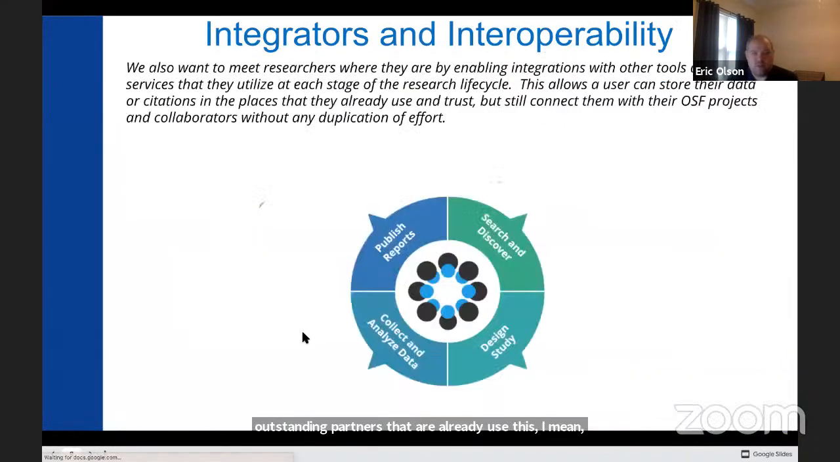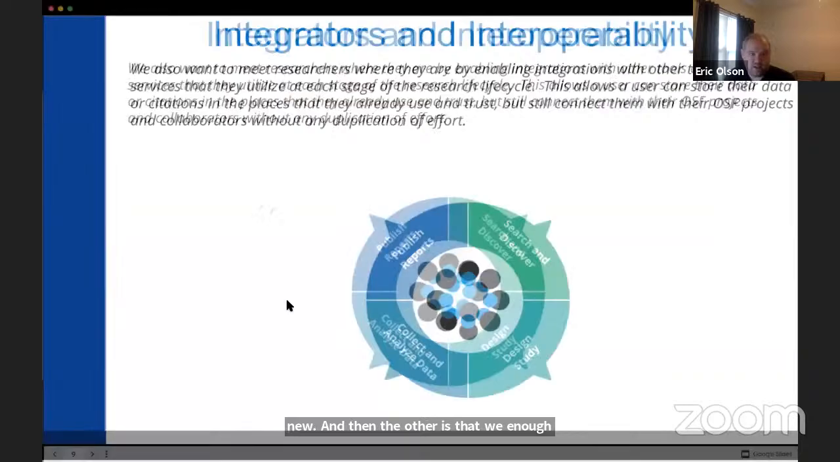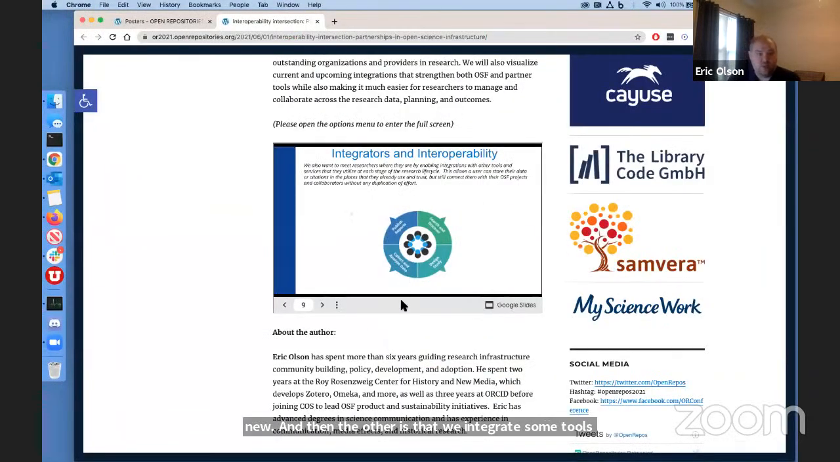A couple of examples there, including some that are brand new. And then the other is that we integrate some tools directly into the OSF to make them really easy for researchers to use. And so these include each of those life cycles that we mentioned before, including PID, citation managers, storage and preservation tools that researchers already utilize and value.